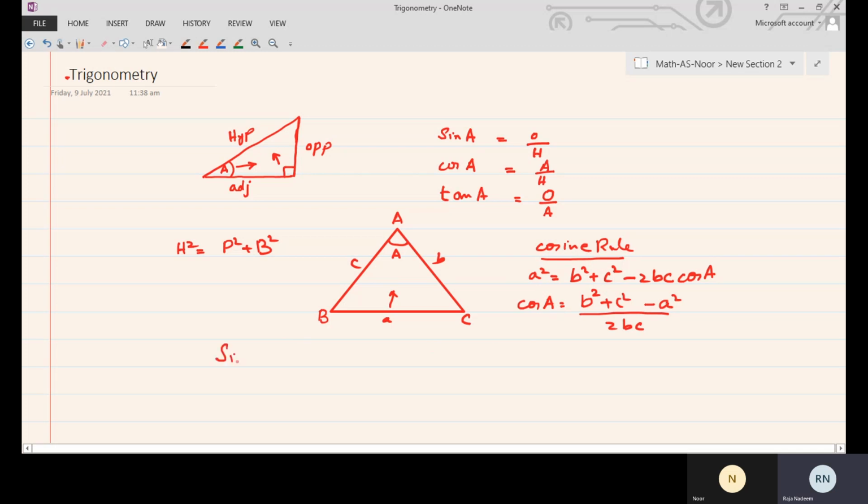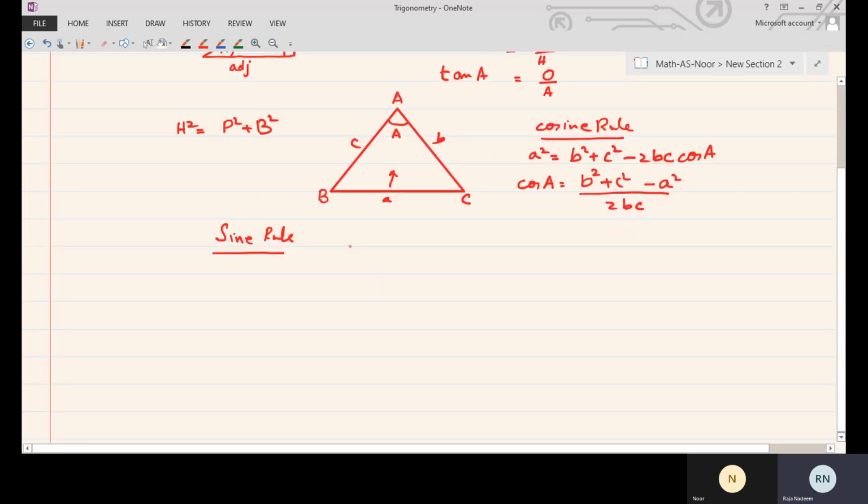Then we also know the sine rule. Sine rule again is used to find the side and angle. If you are looking for an angle, I would suggest writing the angle in the numerator with sine: sine of angle A opposite to the side, sine of angle B opposite to the side, and sine of angle C opposite to the side. Or you write it as a over sine A, b over sine B, and c over sine C.